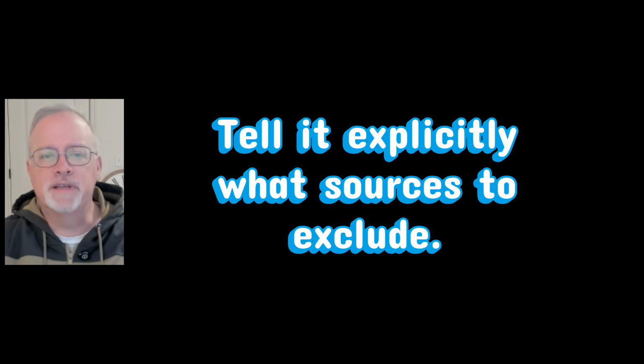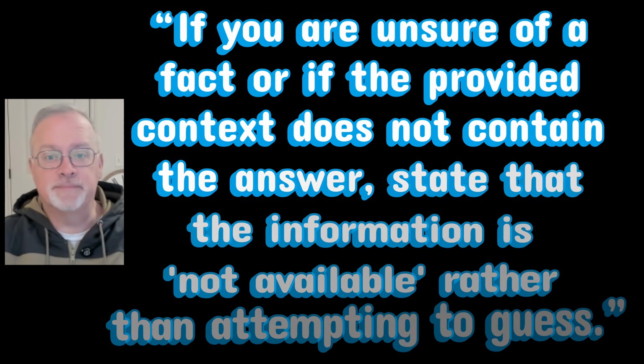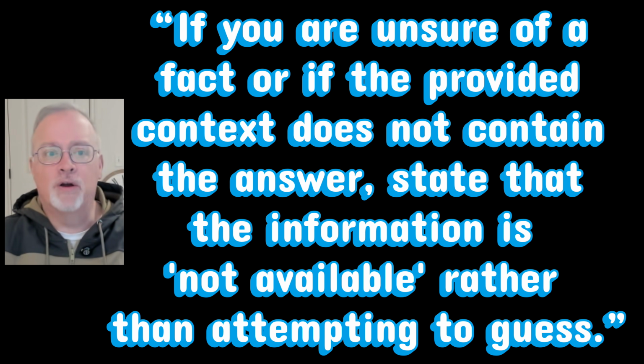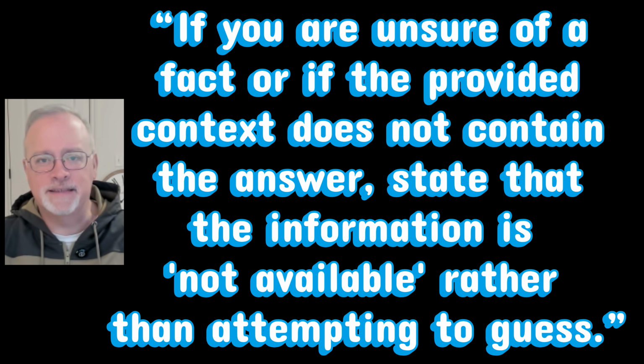And speaking of constraints, there are a few things you can do to help prevent the AI tool from hallucinating. First, require it to show its work and any mathematical assumptions. Second, explicitly tell it what unreliable sources to exclude. Do not use these information sources: Reddit, Facebook, YouTube, and so forth. I also like to add a phrase something like this: if you are unsure of a fact, or if the provided context does not contain the answer, state that the information is not available rather than attempting to guess.